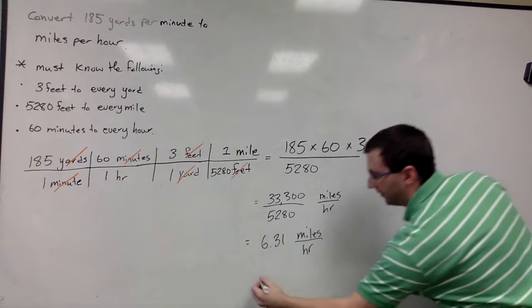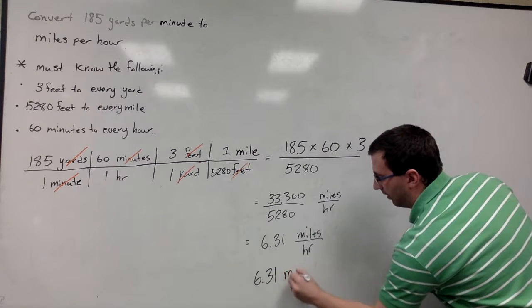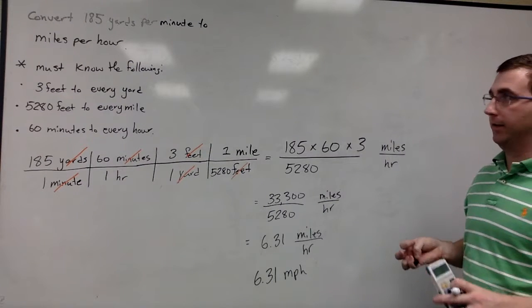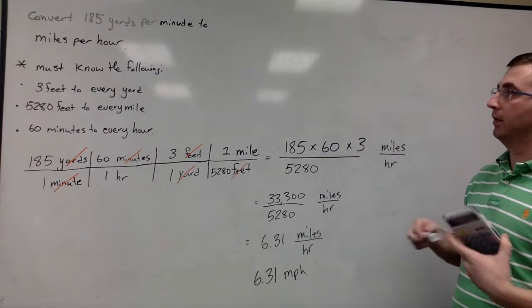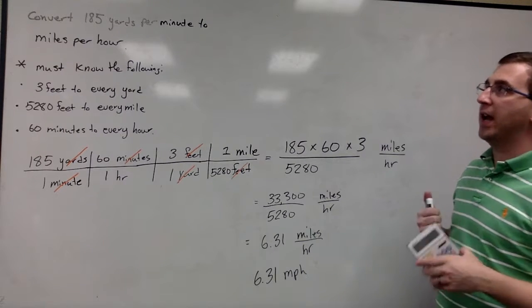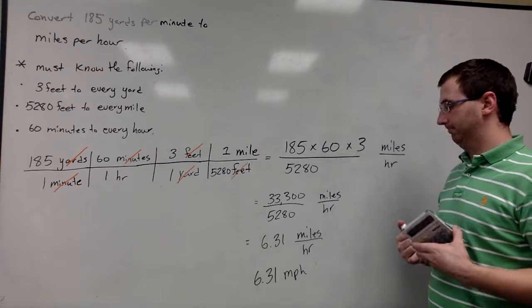Basically, in a nutshell, we are going 6.31 miles per hour. All right. So that's how we convert, in this particular problem, 185 yards in 1 minute to miles per hour. Okay?